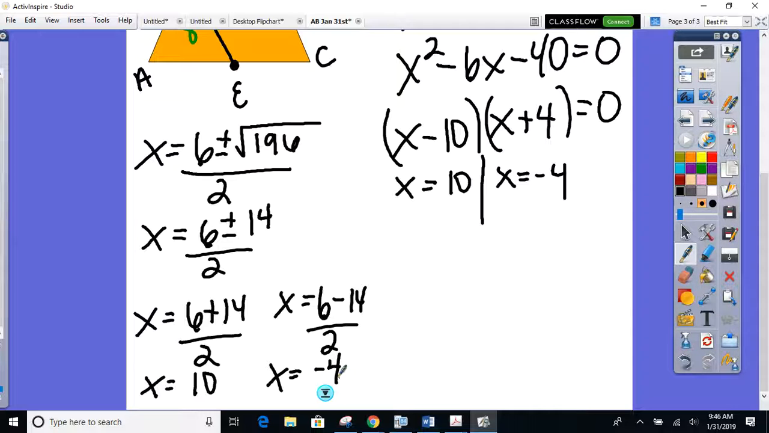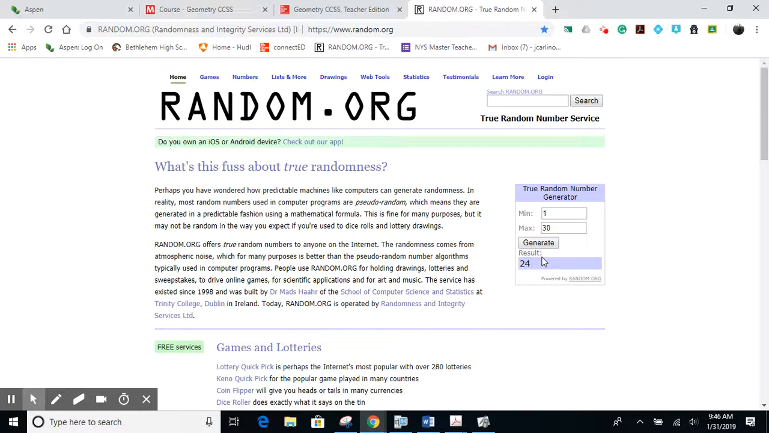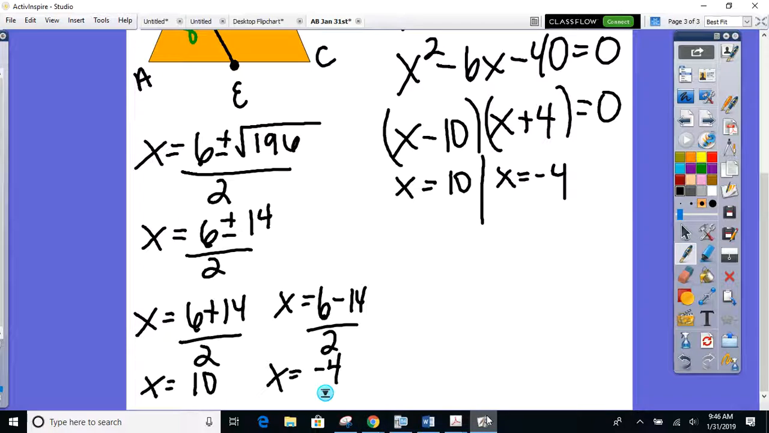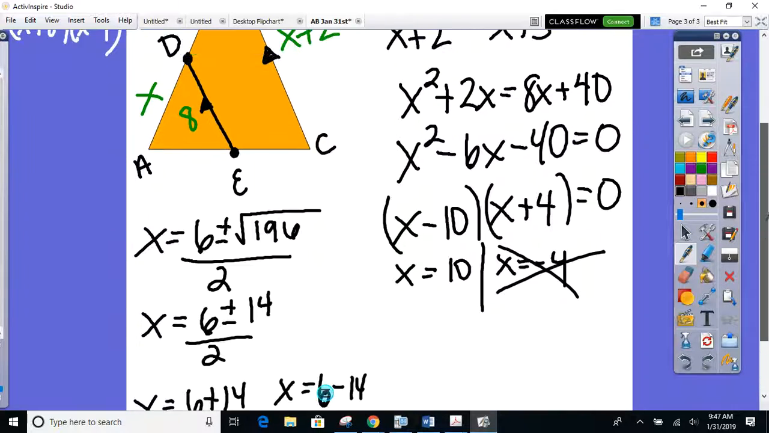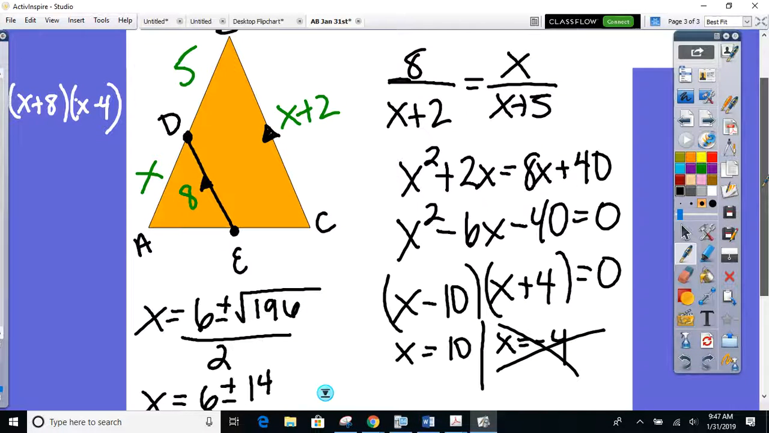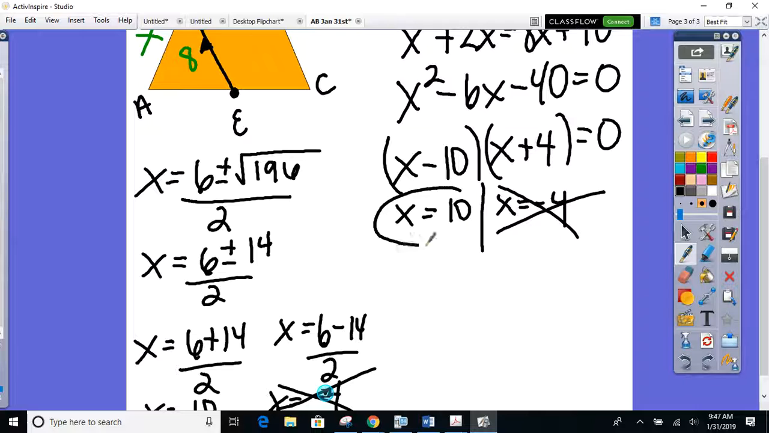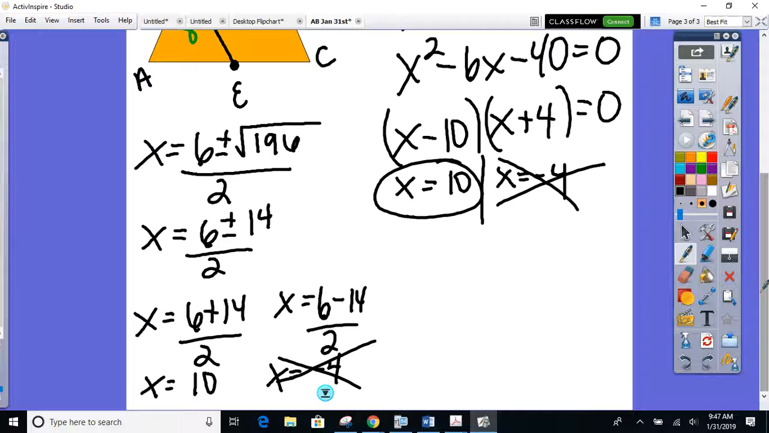What do we have to worry about tomorrow, though? Not because it's negative. Why can't I use negative 4? If I plug it back in, I'm going to get a negative side length. What was I asking for in the problem? The length of segment AD. What did we label AD as? Okay, X. So I don't have to plug it back in. It's 10. Quadratic formula or factoring, either way, we're good to go.